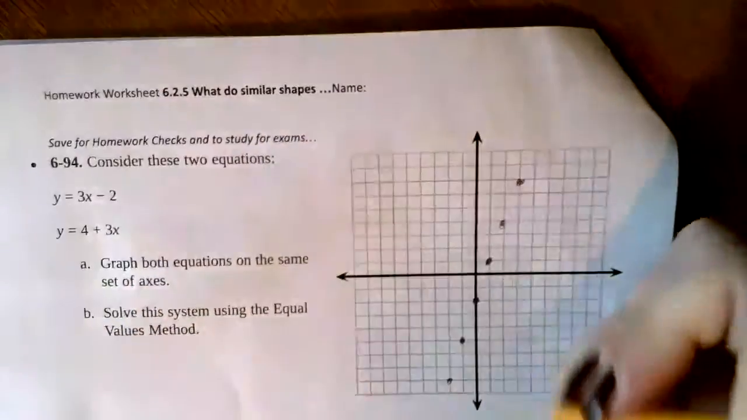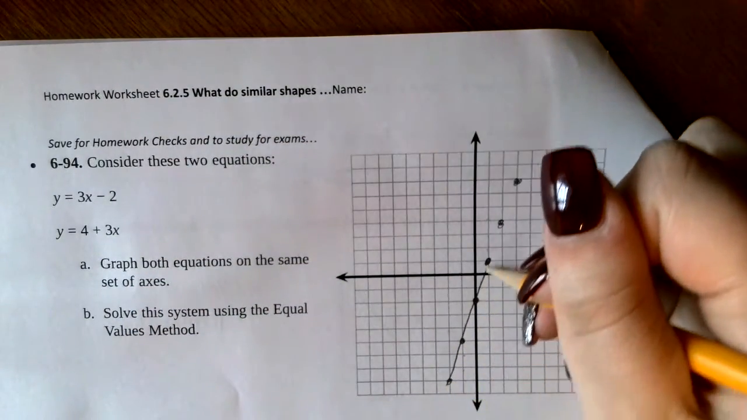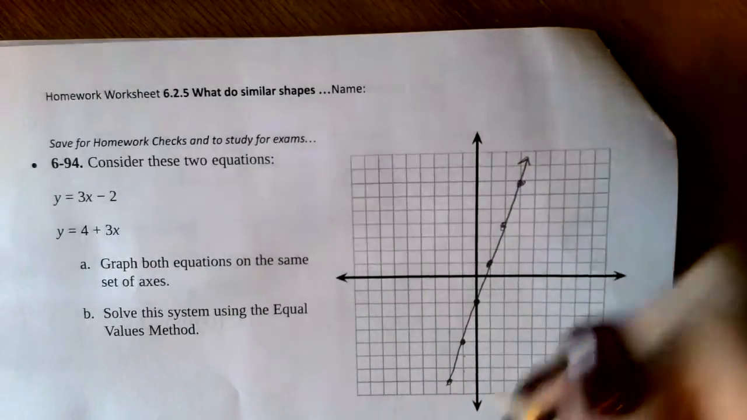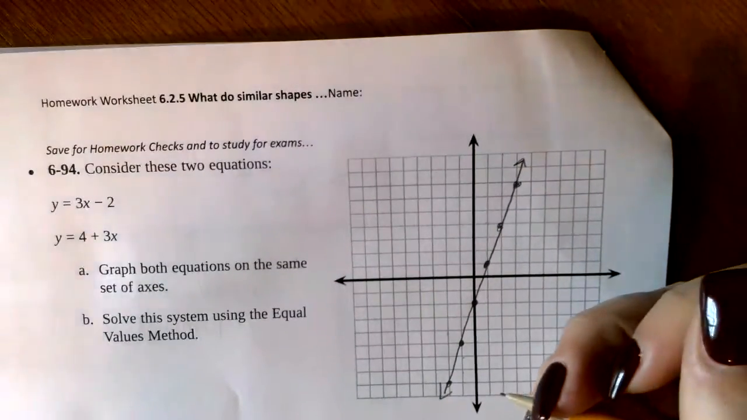Just like that. So once you have a few points on, you can draw your line through your points. It'll be a straight line since it's linear. And then we can draw the next one.